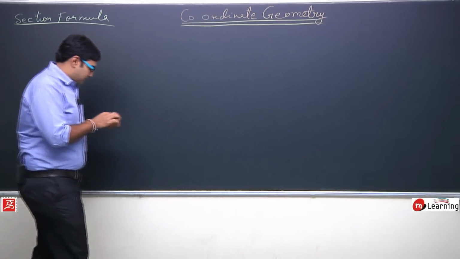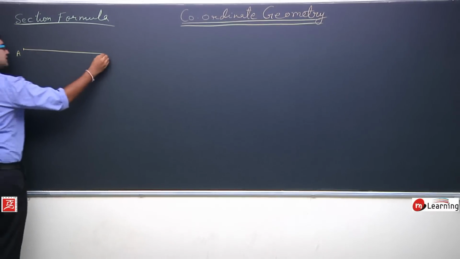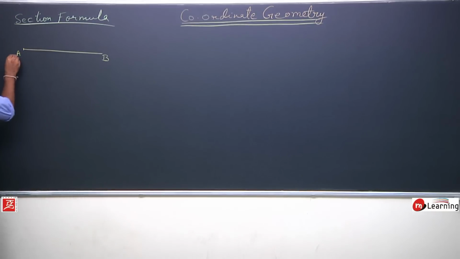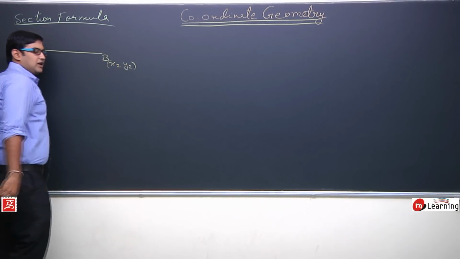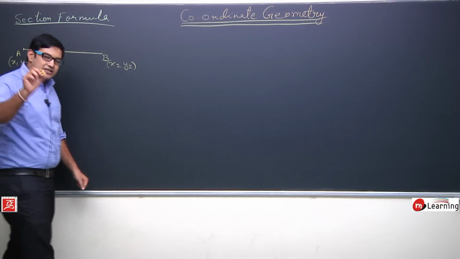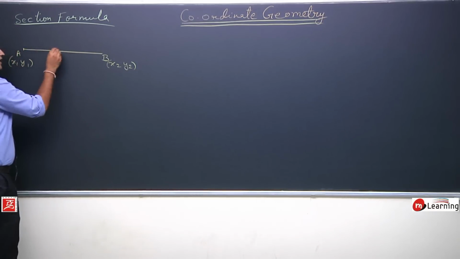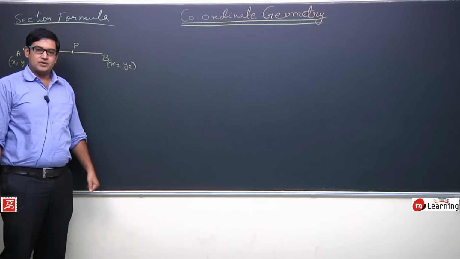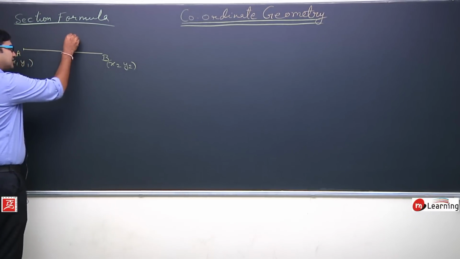Okay, for example, if I say that there is a line segment like this, and this is A and this is B, and let us say point A has coordinates x1, y1 and point B has coordinates x2, y2, and I want to deduce the coordinates of a point which lies on this line segment. Let us say P is a point which lies on this line segment. Now you can see that this P point is basically dividing this line.